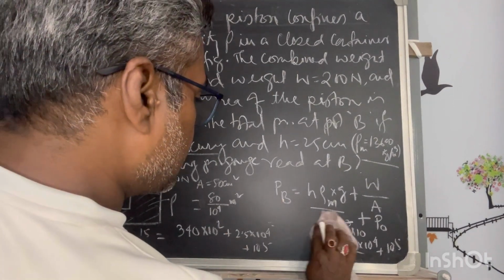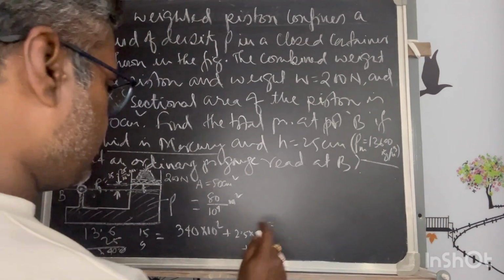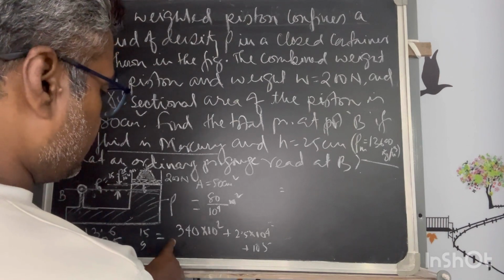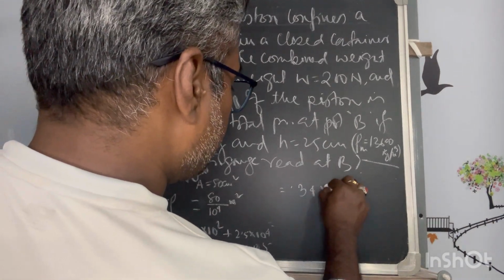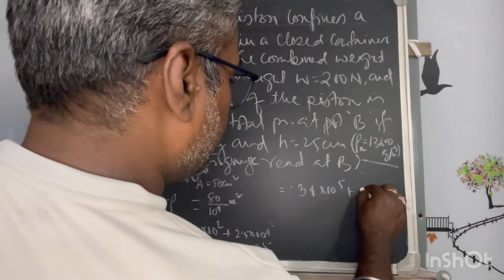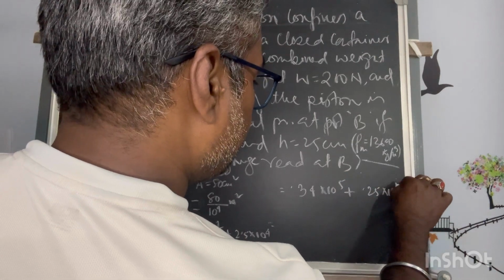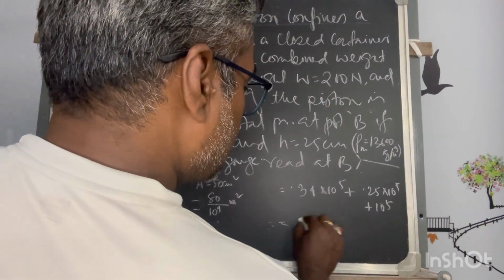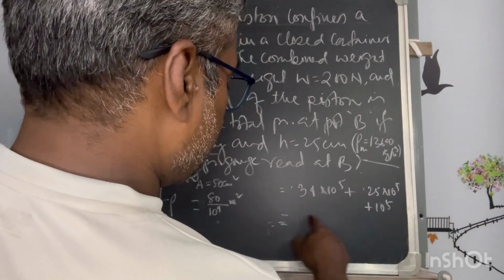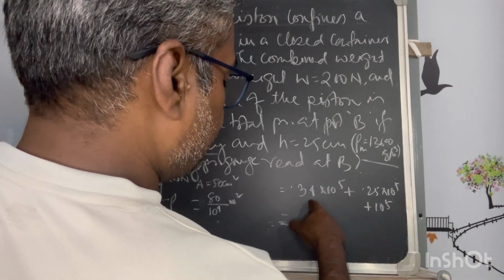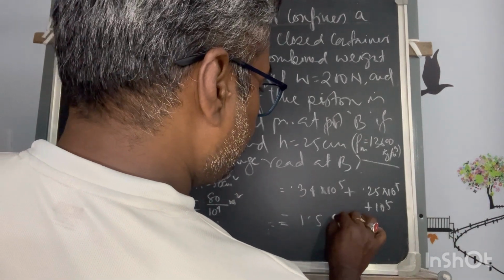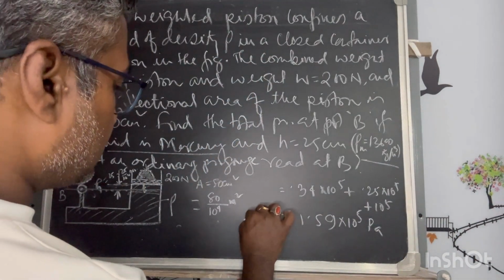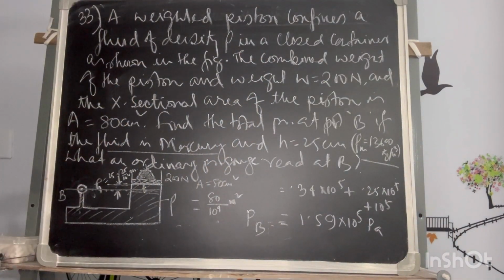Now I will drop this part. This is done. If I want to make it 10 to the power 5, then 0.34 into 10 to the power 5, plus 0.25 into 10 to the power 5, plus 10 to the power 5. Okay, so this all gone. 0.34 plus 0.25 is 0.59, so 1.59 into 10 to the power 5, in Pascal, will be the pressure at B.